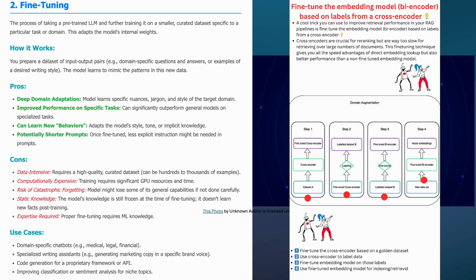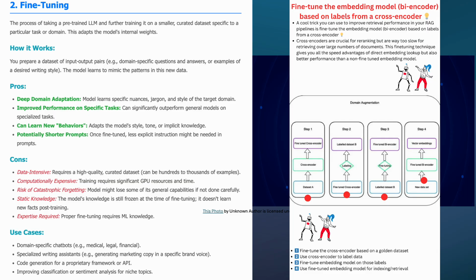The advantages of fine-tuning can be significant. It allows for deep domain adaptation, meaning the model can learn specific nuances, jargon, and the style of your target domain. This often leads to improved performance on specific tasks, potentially outperforming a general model by a large margin. It can also teach the model new behaviors by adapting its style, tone, or even its implicit knowledge base. And once fine-tuned, you might find that shorter prompts are needed because the model has internalized some of the desired behavior. However, fine-tuning also has its challenges.